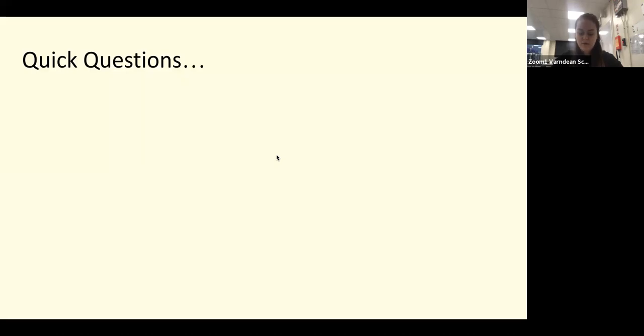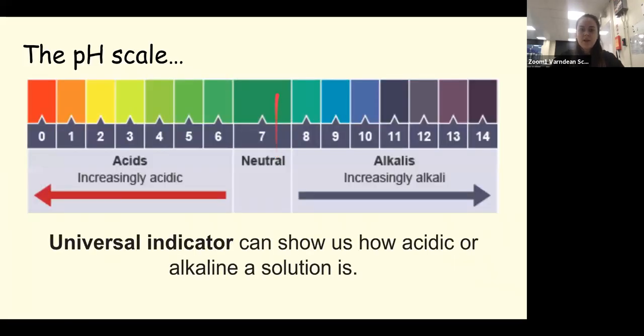Okay, moving on then. I talked about pH. I said that anything with a pH that's less than 7 is acidic, and anything with a pH higher than 7 is an alkali. As we go further away from 7, they become increasingly acidic or increasingly alkali. So this is our pH scale. It tells us how acidic or how alkali a substance is that we are testing. It gives us a number.